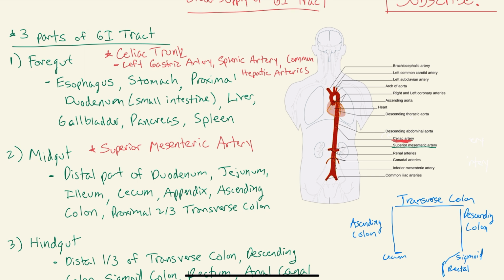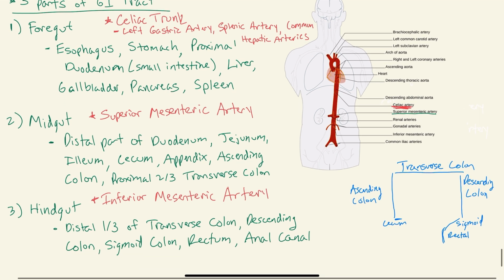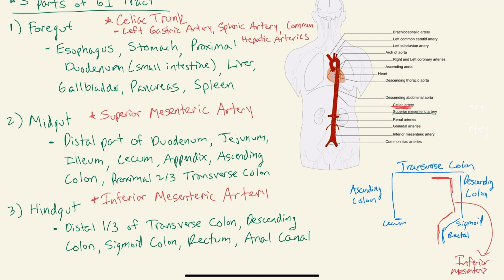Okay, so the midgut is supplied by the superior mesenteric artery, and then lastly the hindgut. I just think of it as it's lower, so below. It's going to be supplied by the inferior mesenteric artery. So your hindgut here, this artery, is going to be the distal 1/3 of the transverse, all the descending colon, the sigmoid, rectal, and anal canal. So that there is your inferior, which we can see labeled right here.